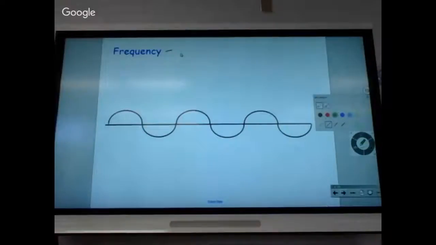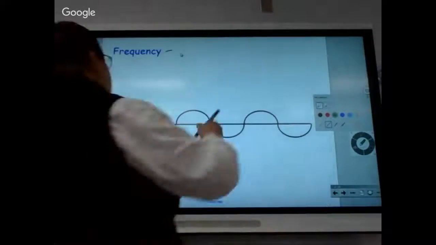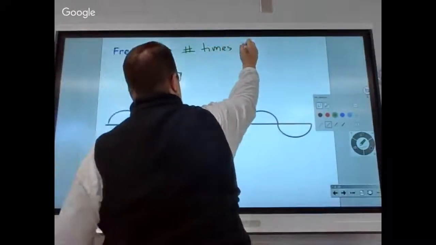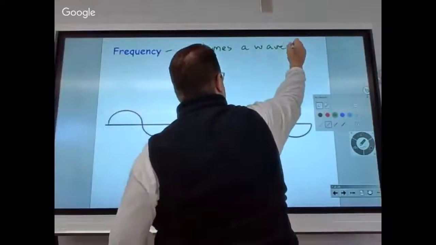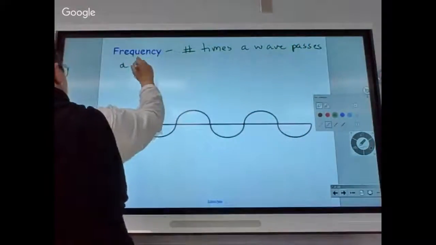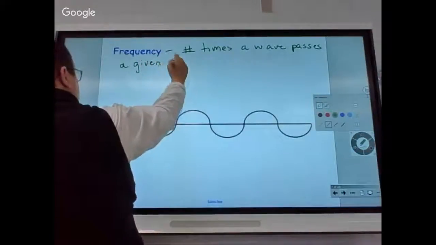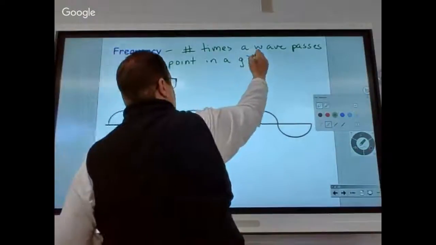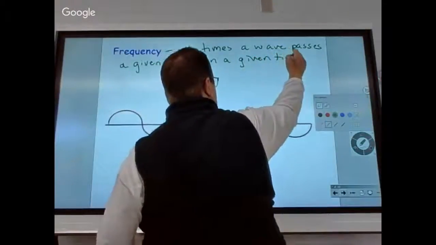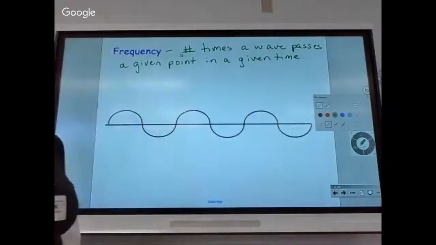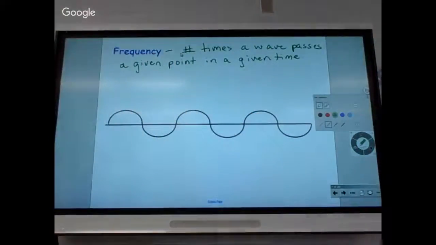How many times a wave? Yeah, basically. All right. Frequency is the number of times a wave passes a given point in a given time. Now, typically people use 1 second, but it doesn't have to be 1 second. Okay? So that's why I said in a given time.